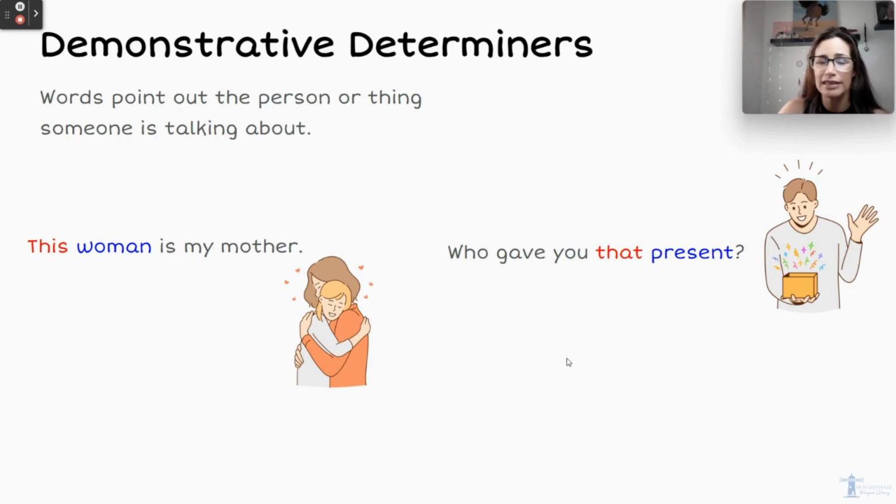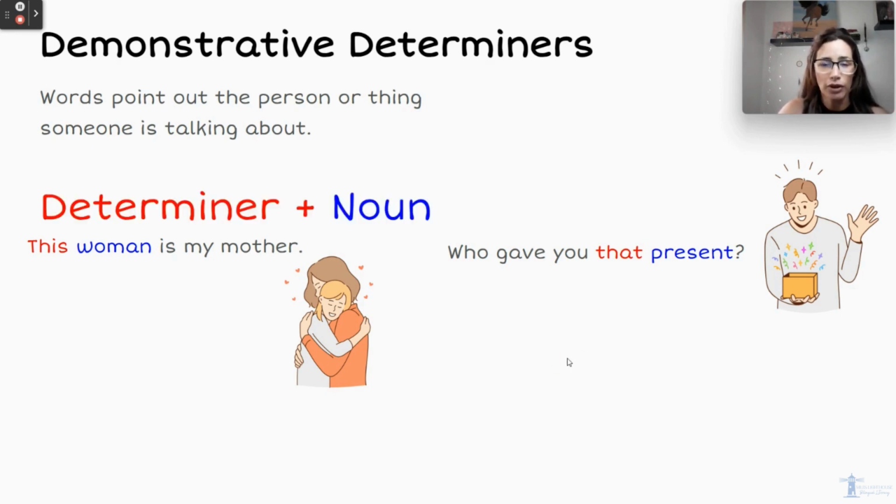And you can see that these sentences, I've color coded them. I've put one word in red and another in blue. And I want you just to notice one little thing about that, okay? So the determiner is the one that I've put in red. And then I've put the word that follows it in blue. That word is a noun, okay? So you have the determiner, this, followed by the noun woman. This woman is my mother. And then the other sentence, you have the determiner, that, followed by the noun present. Who gave you that present?